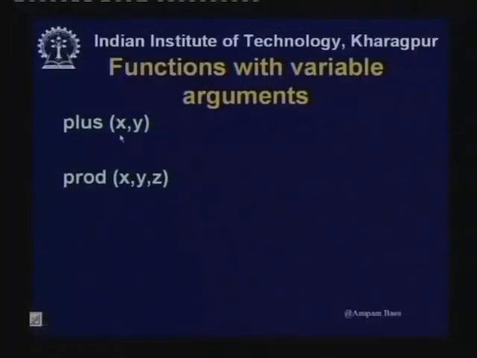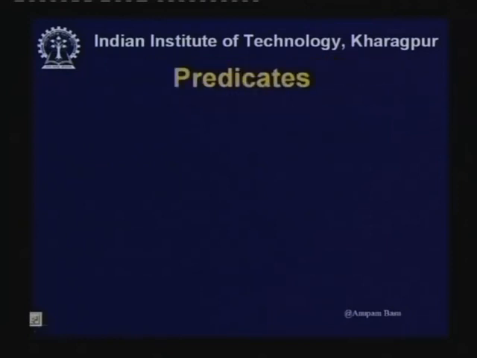Similarly, we can have functions with variable arguments like plus x y, product prod x y z, any of these things we can have. It is not necessary, although in the earlier example we showed constants, it can also have variables. Now, that is what a function is. Probably some of you have learned that in the discrete structure course. You can consider this to be just a revision.